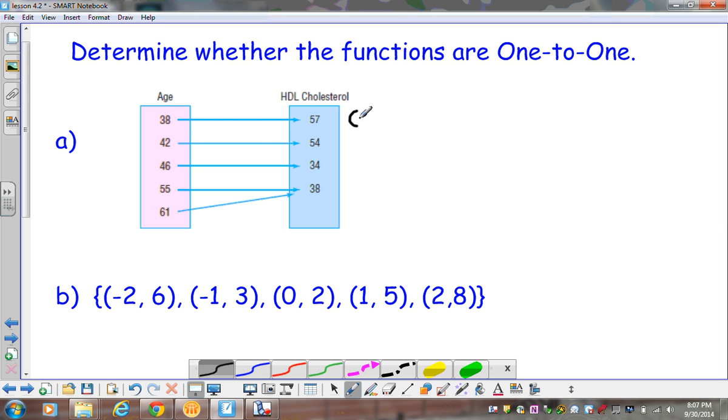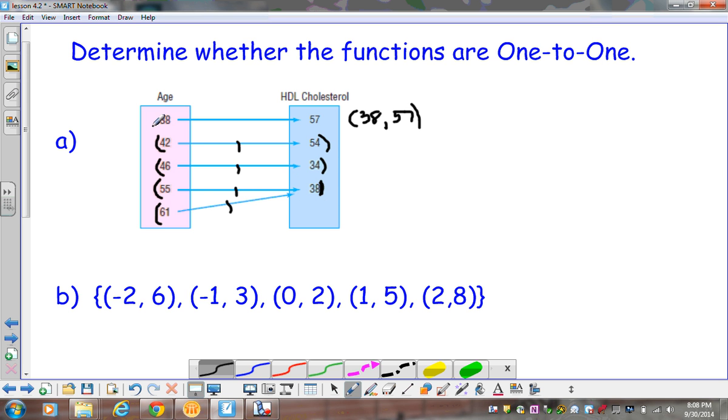This would be (38, 57). The second one would be (42, 54). I'll put parentheses around these to make it a little easier: (46, 34). So these are my ordered pairs. The next one will be (55, 38), and the other one will be (61, 38).